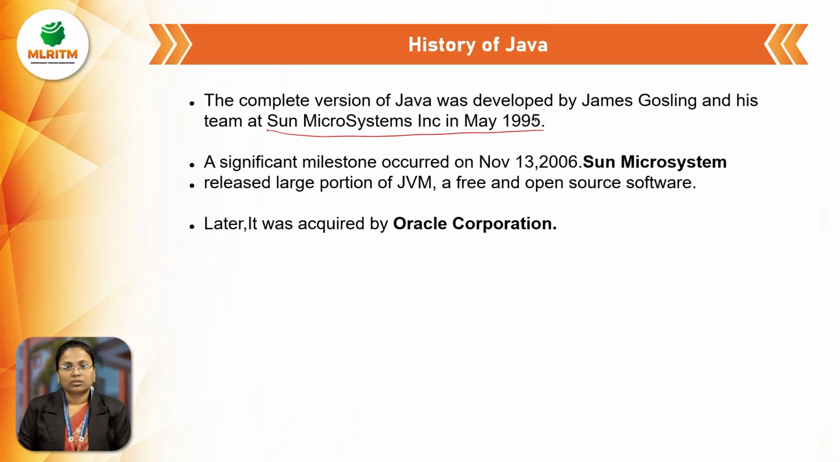The Java programming language was developed under Sun Microsystems, and the complete version was released in 1995. But a significant milestone occurred on November 13, 2006. A large portion of the JVM was released in the market, and that software is free for everyone. We can download and install that software and work with the Java programming language. Free and open source software was released by Sun Microsystems in the year 2006, right?